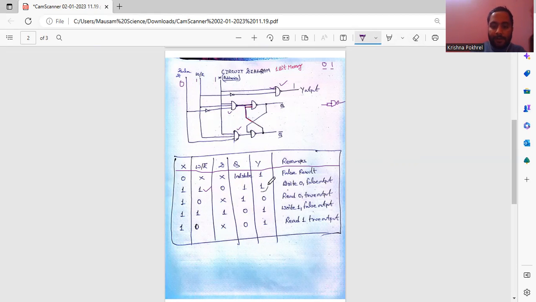See here, output is 1. But is this the correct output? No, because we haven't stored any data. Before we get output, we need to store data, and only then can we see whether the output is correct or not. That means we are writing 0.